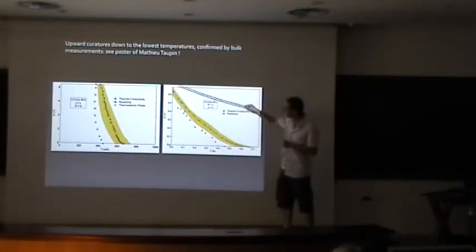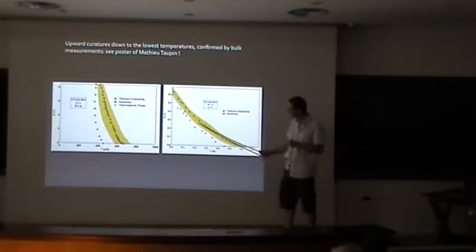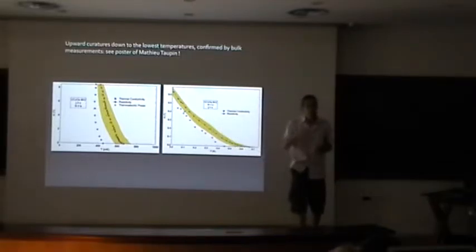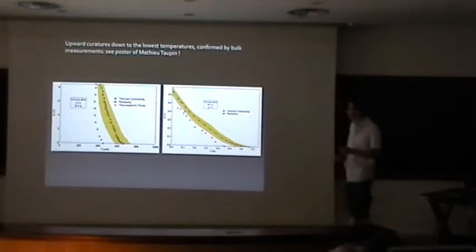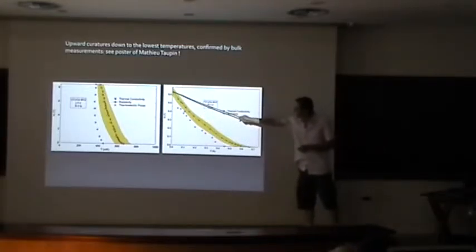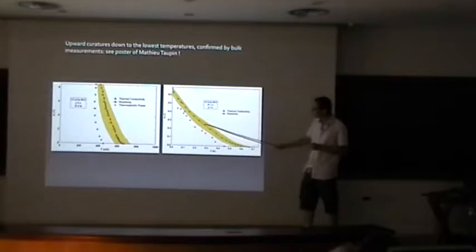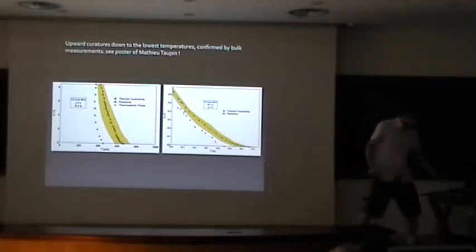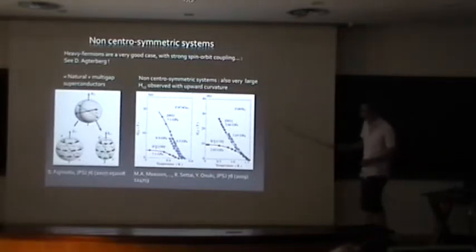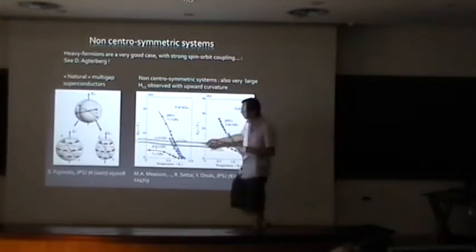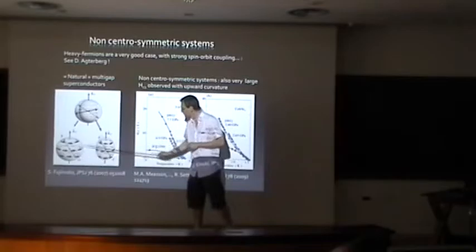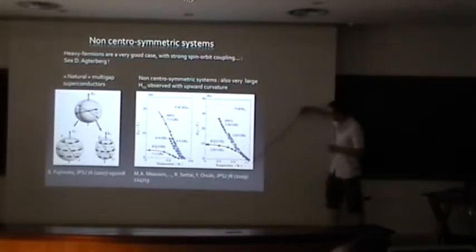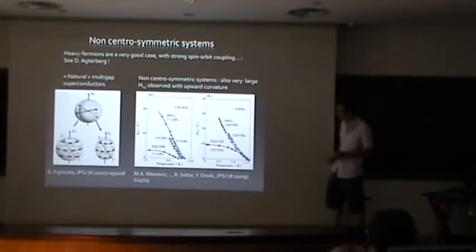And this is quite unique. It's very close to what is observed in these non-centrosymmetric systems, except here it's rather low. This HC2 measurement we confirmed with bulk measurements, done with specific heat and resistivity, so it's not just a spurious feature. The same for the other behavior. This is just to remind you what Daniel showed you yesterday for these non-centrosymmetric systems, where you have the same kind of behavior for the upper critical field.